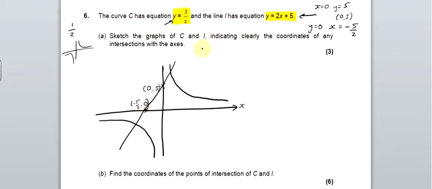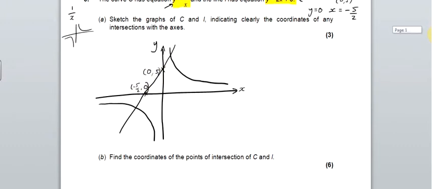There we go. And this is a sketch, remember, this is not plotting. You are not being asked to draw it accurately. And that's our 3 marks. So I think we've done it, we've sketched them, we've included all the coordinates of the axis intersections.